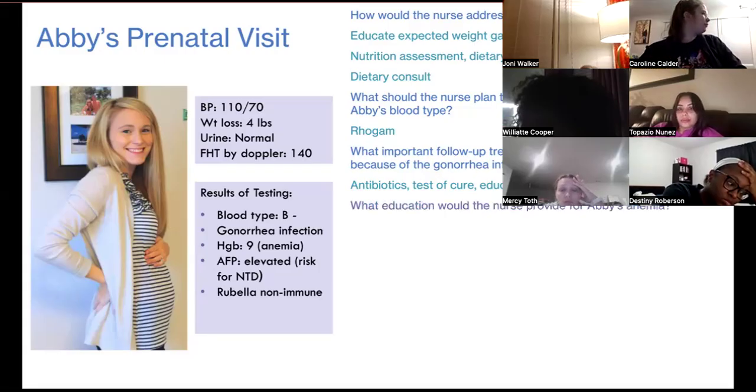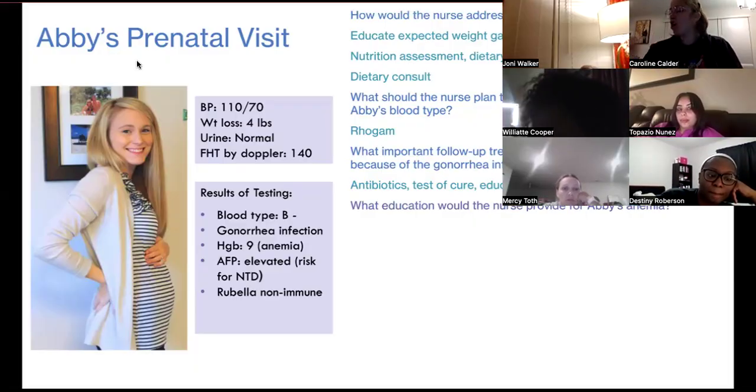What education would we provide for her regarding her anemia? Or specifically, if we're going to give her iron supplements, this is going back to your pharmacology knowledge. What are some things that we're going to tell her to do or not do with anemia replacement, iron replacement?